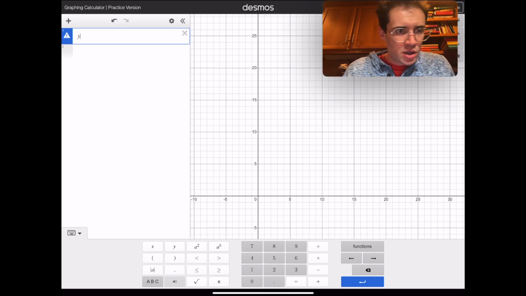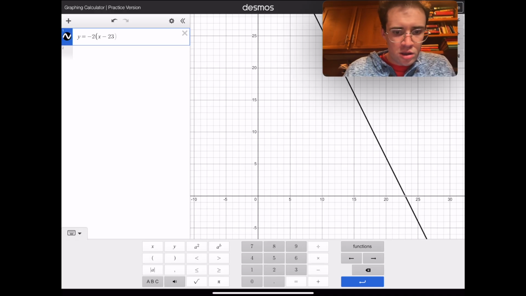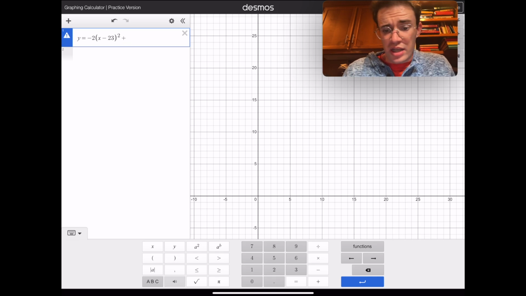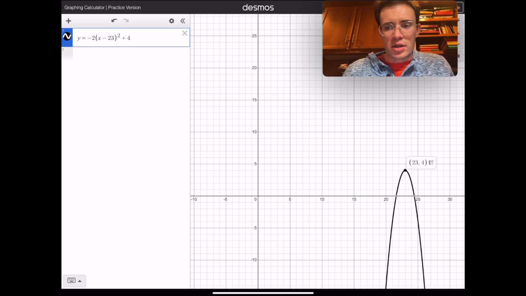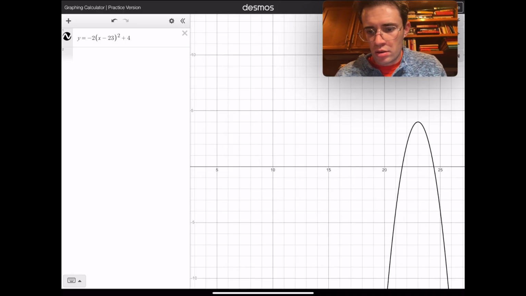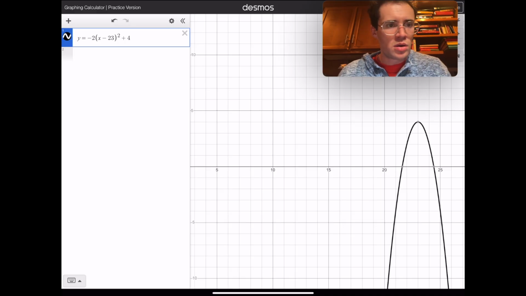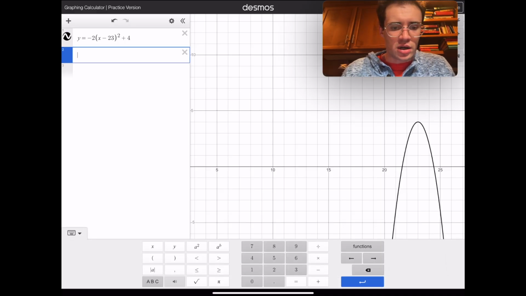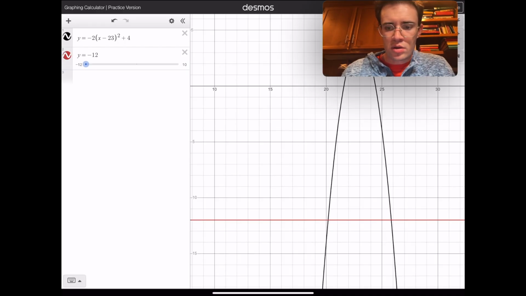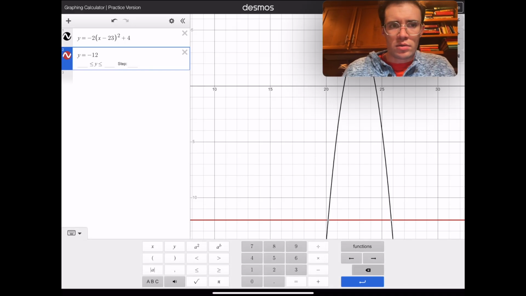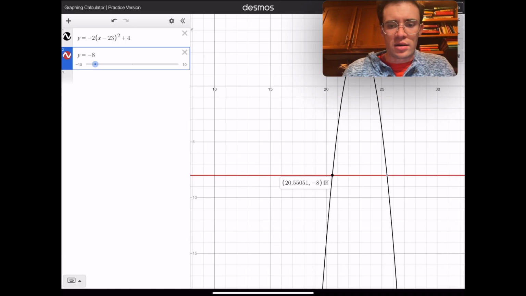So we'd go, okay, y equals negative 2 times the quantity x minus our h was 23. And make sure you square it. Plus our k value was 4. All right, so we get 23 comma 4. And then if we look, what were the other points they gave us? 21. We can check our other values. It was like y equals negative 12. No? It was y equals negative 8, right? We get, no?